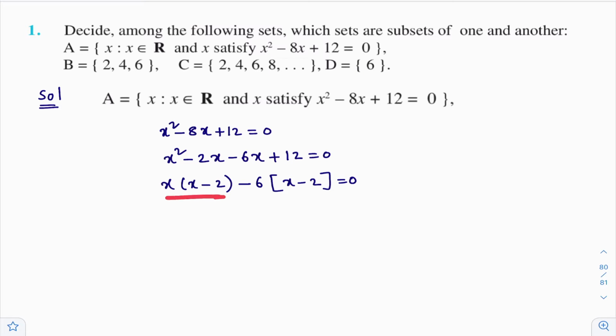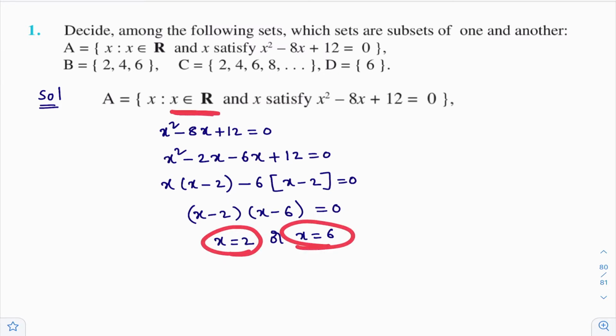Now, in this term x minus 2 is there, and in this term also x minus 2 is there. Take x minus 2 common, then you will get (x minus 2) into (x minus 6) equal to 0. Now I can write that x equal to 2 or x equal to 6. Product of two terms is 0 means either x minus 2 equal to 0 or x minus 6 equal to 0. That means x equal to 2 or x equal to 6. So these are the real numbers satisfying this equation. So what is set A in roster form? Set A is {2, 6}.